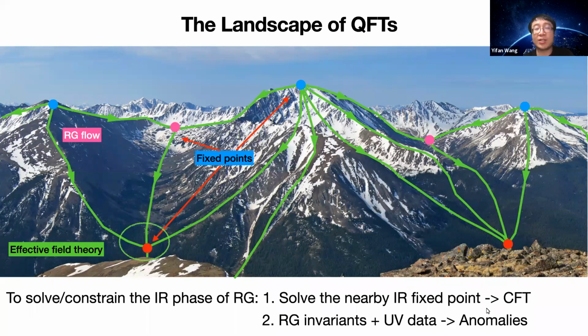Another approach is to instead look for RG invariants along these flows. Because these are RG invariants, you can compute these quantities using the UV description. And because they're invariant, they automatically give some prediction for the IR physics. These quantities will be given by so-called defect anomalies, which I'll define.